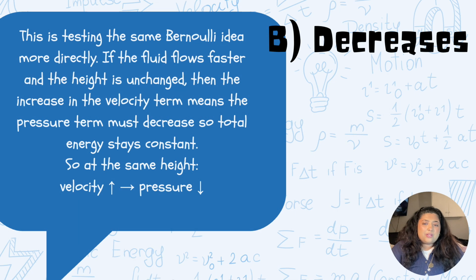And if you said the answer was decreases, then you would be correct. This is testing the same Bernoulli idea more directly. If the fluid flows faster and the height remains unchanged, then the increase in the velocity term means the pressure term must decrease so the total energy stays constant. So at the same height, velocity increases but pressure decreases.